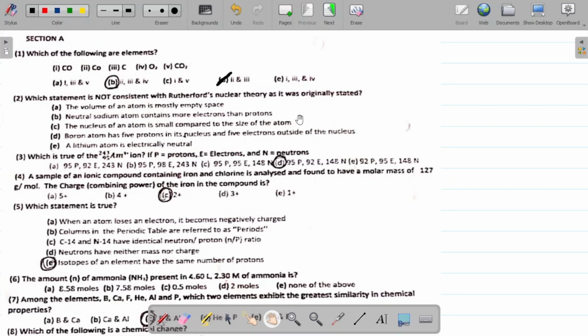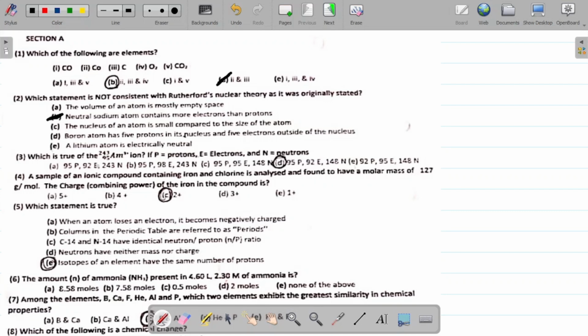Number two, the nucleus of the atom is small, tiny, and positively charged. Number three, a neutral atom has an equal number of protons and electrons. And number four, a lithium atom is neutral. So from this, we can see that the only one that did not match is option B, neutral sodium atom contains more electrons than protons. That's not true. For every neutral atom, we have an equal number of protons and electrons. So number two, the answer is B. That is the one that is not consistent with Rutherford's nuclear theory.